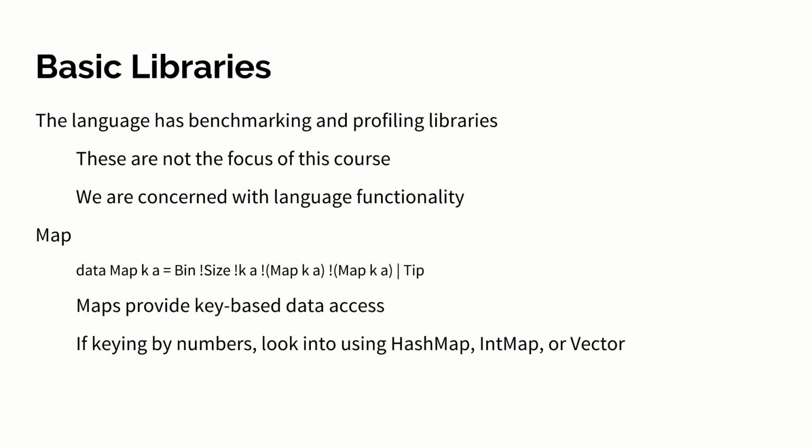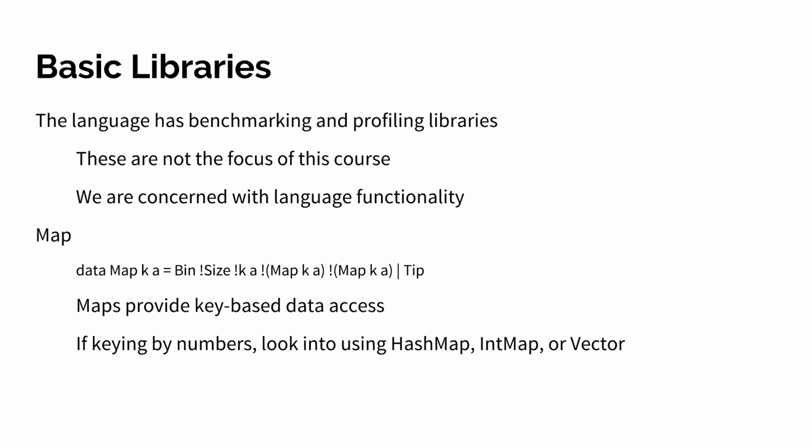Now moving on to some basic libraries in Haskell. The language does have some benchmarking and profiling libraries, but that's not the focus of this course. The map library is provided within the language's core libraries. Map defines a map type. Maps provide key-based data access. Maps are akin to dicts in Python. They allow you to pair up keys and values and access them by the keys.